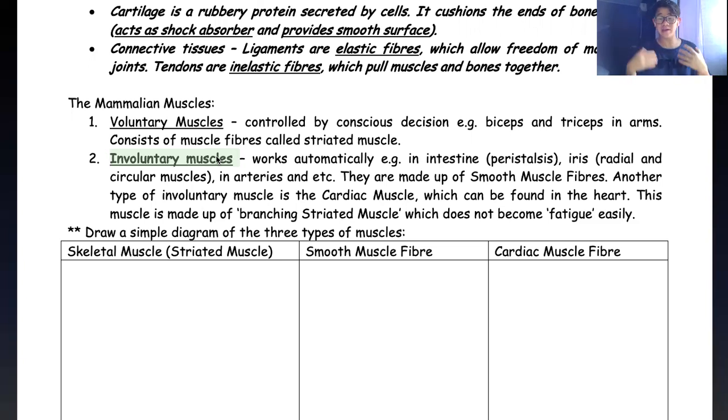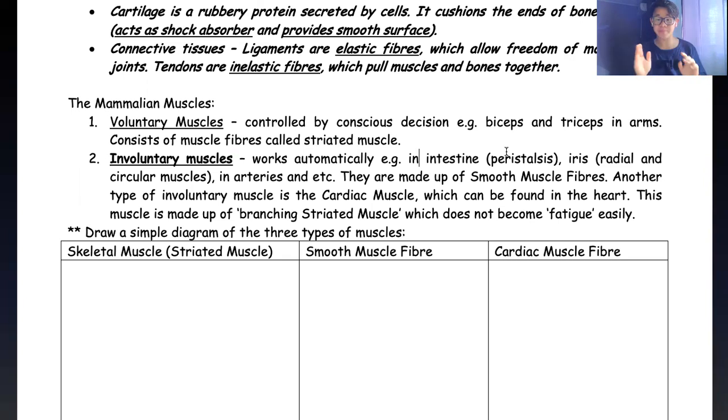So it's automatically being done, right? So that's why it's said that it works automatically, for example in your intestine for peristalsis. Another example is your iris, in your eyes. Okay, we've looked before that in our iris we have our radial and circular muscles. So these are the muscles that control the pupil size, whether a lot or less light can enter, right?